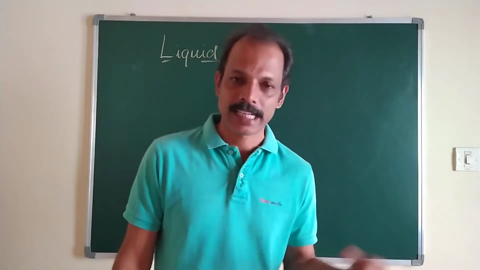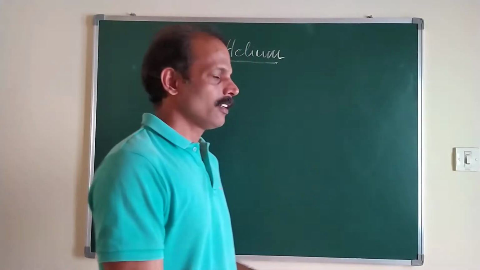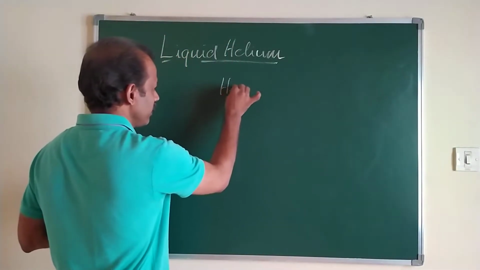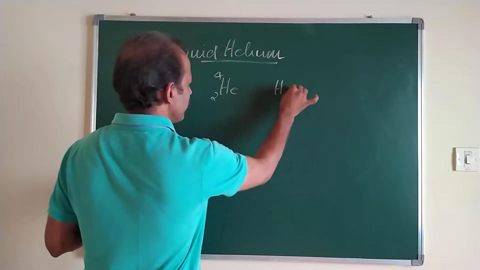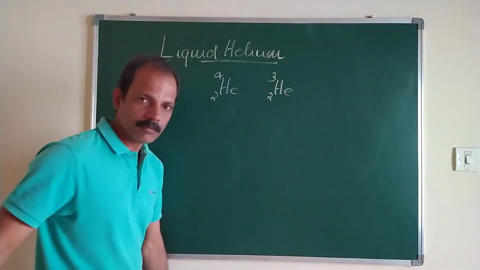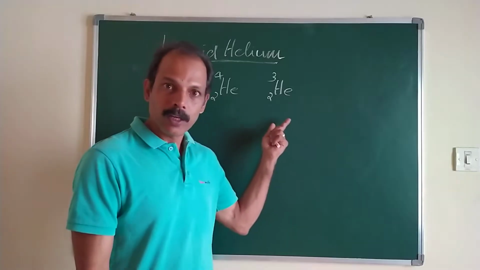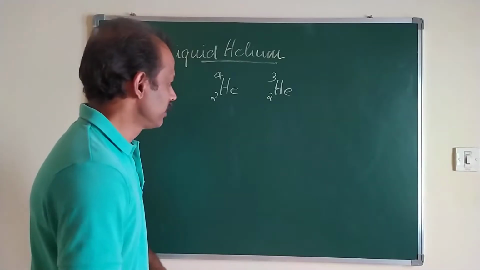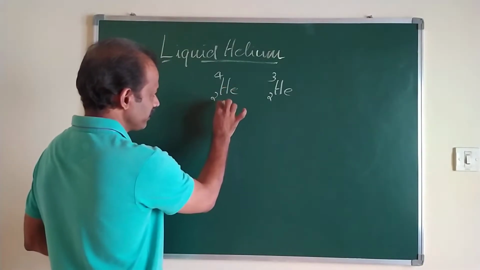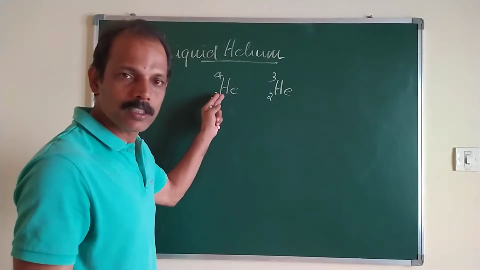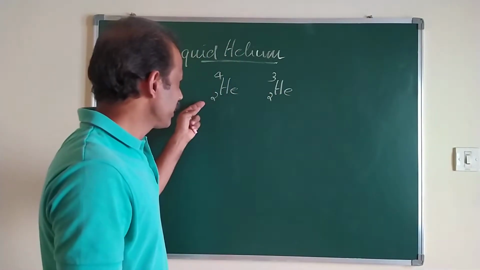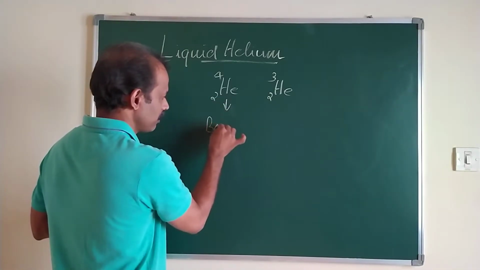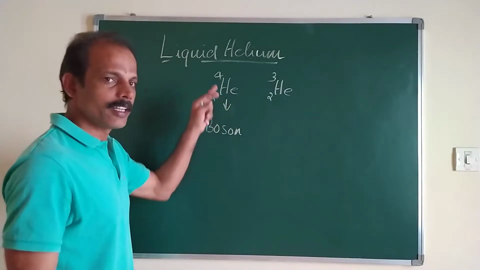So liquid helium, as we know, is the second element in our periodic table, which has two isotopes, that is helium 4 and helium 3. Of these two isotopes, helium 4 is the abundant isotope, and the number of particles is 2 protons, 2 electrons and 2 neutrons. So it has a zero spin angular momentum, so it belongs to bosons. That is, helium 4 is a boson.